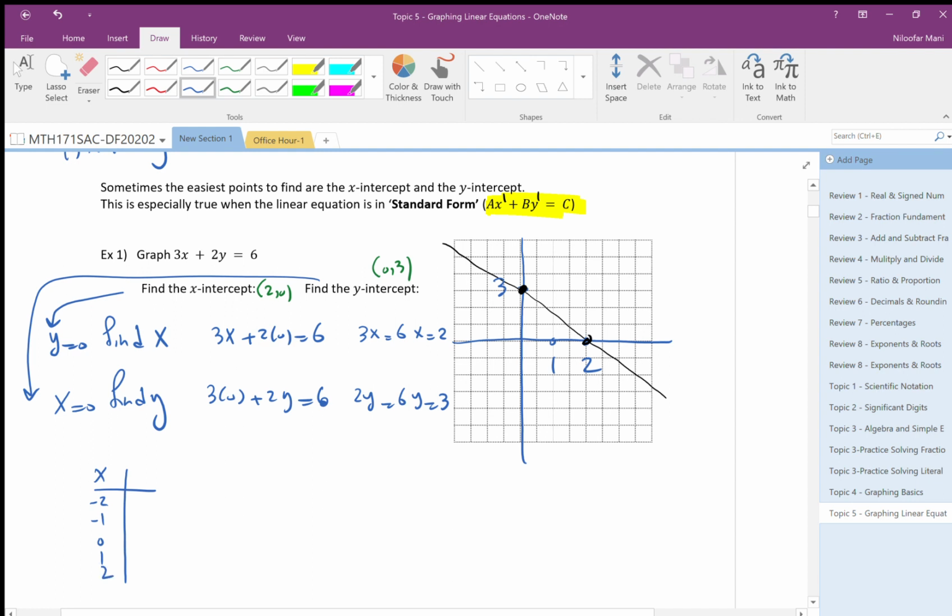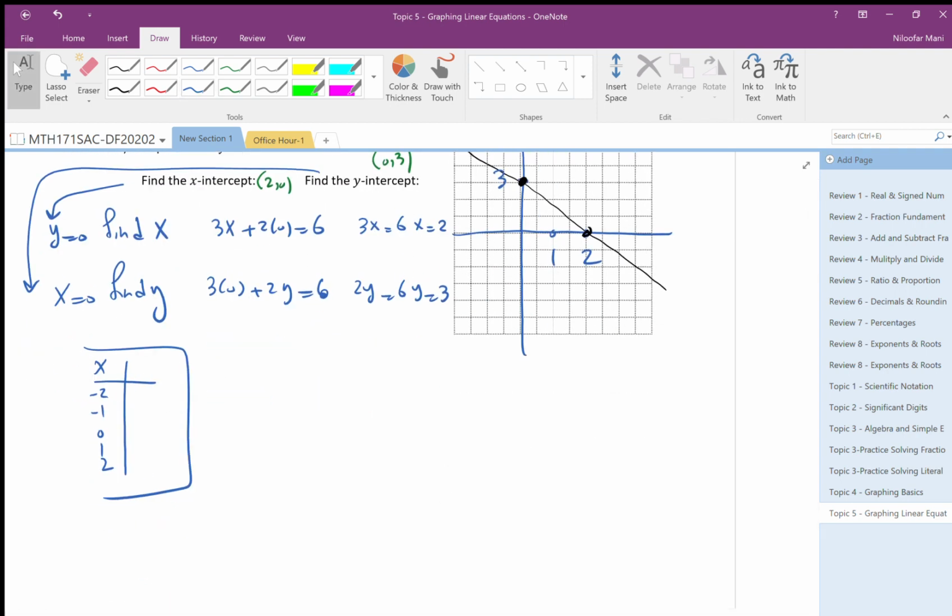But you notice it's harder in this case when I have a standard form, because then I have to isolate it and solve for it. But it doesn't matter, I can still do it, and I can reach the same line. And it's more accurate because I have more points. So the first method is table of values, and the other method that I'm talking about is the x-intercept, y-intercept method. So this is the second method of graphing.